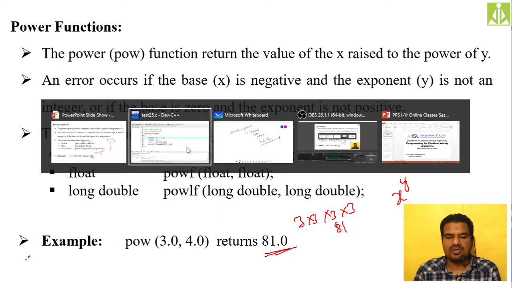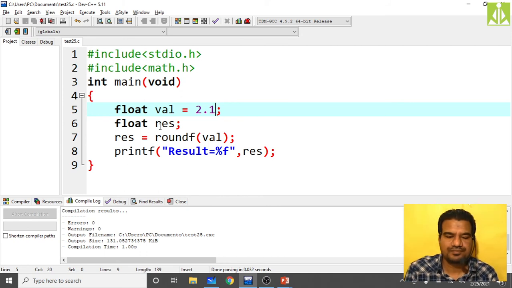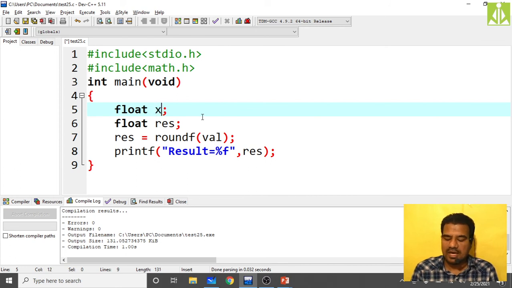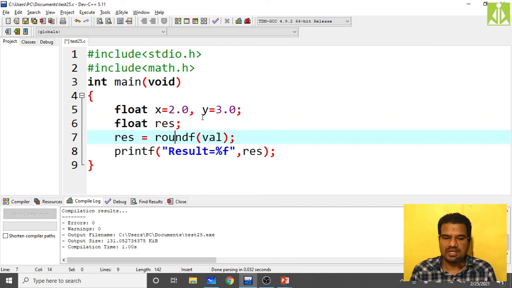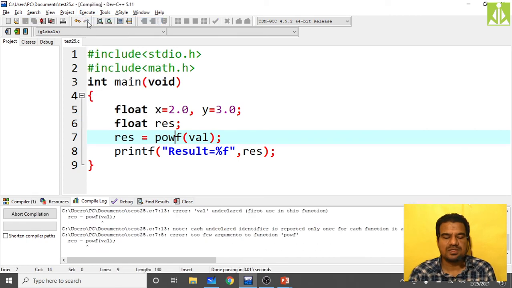So quickly we go and demonstrate this. Over here I will take two variables, x and y. The x value I have taken 2.0 and the y value I am taking 3.0. So 2 to the power 3 I want to calculate, with a float result. As I'm taking all float numbers, here I need to put POWF. So what value should it return? It should return 8.0, isn't it? So quickly compile it.